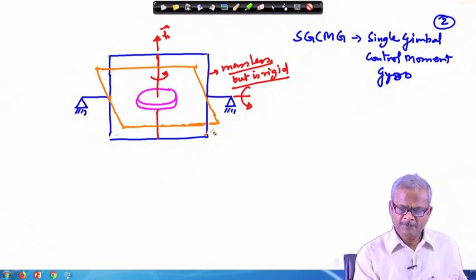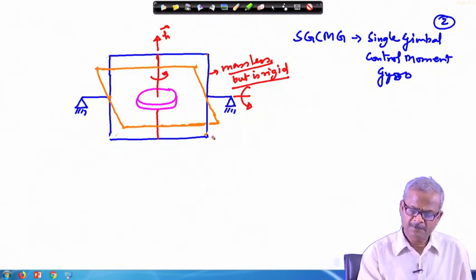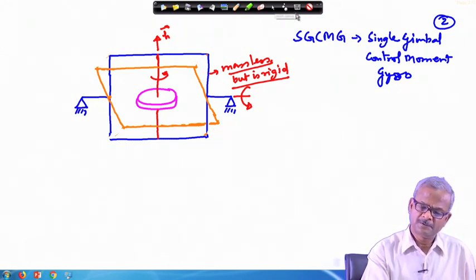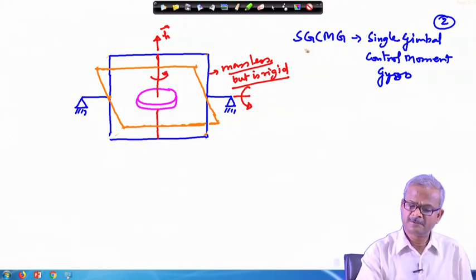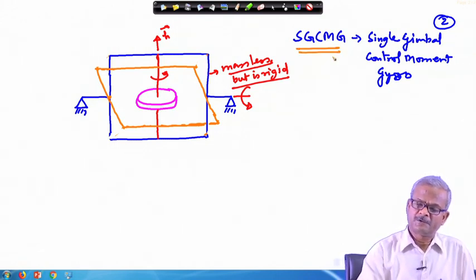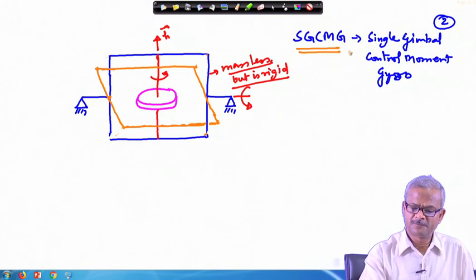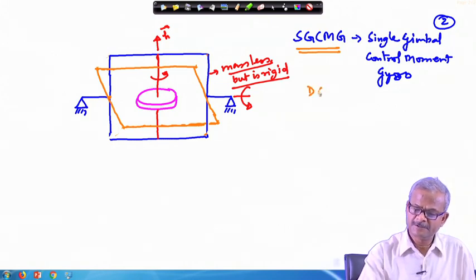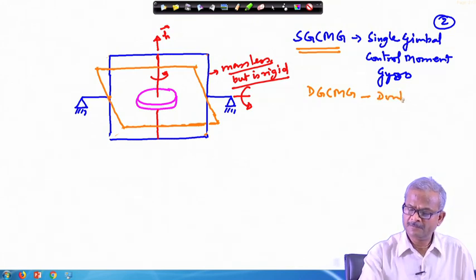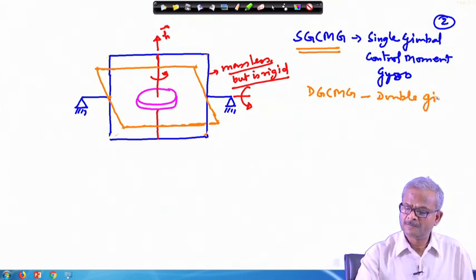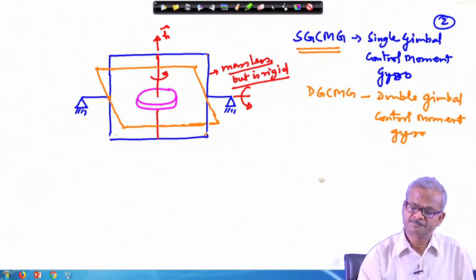You will find on Google the SGCM and the DGCMG, meaning double gimbal control moment gyro.